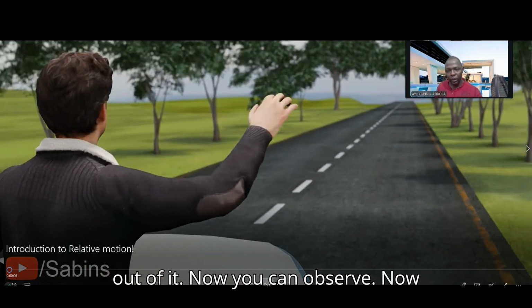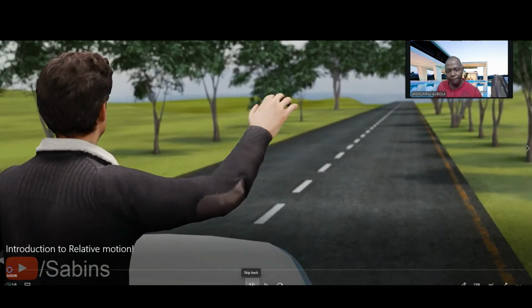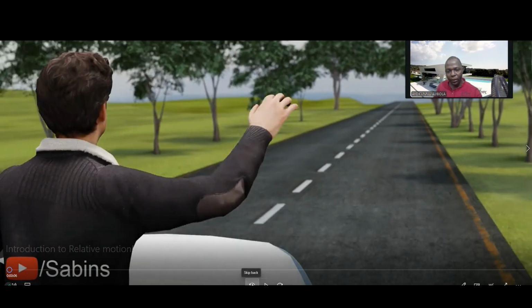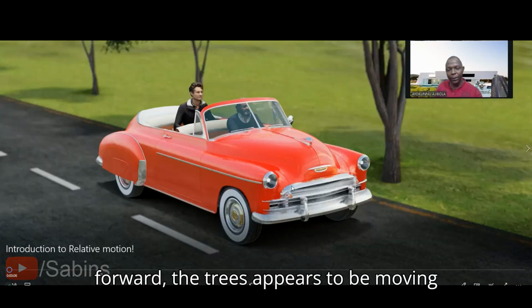Now wait. Did you see the movement of the vehicle? As the vehicle keeps moving forward, the trees appear to be moving backward.